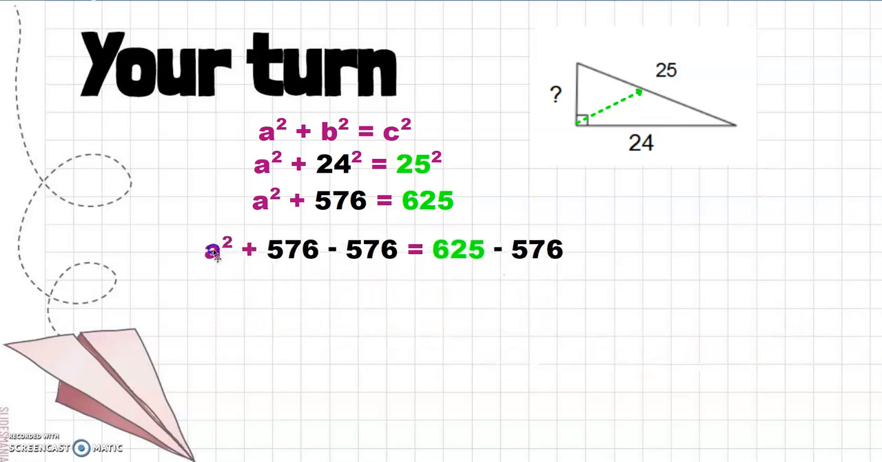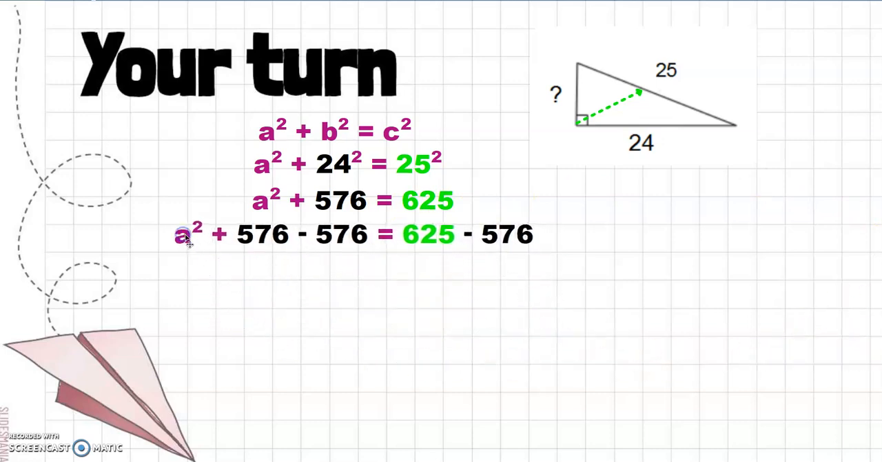Now I've got to do the inverse operation to try to get my variable by itself. So I'm going to subtract 576 from both sides and end up with A squared equals 49. Again, that's the area of the square, not the length of the side or the length of the leg. So I've got to take the square root to find out that the length of that leg of this right triangle is 7 units. Did you get it correct?